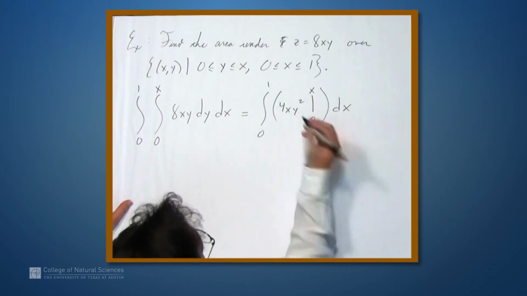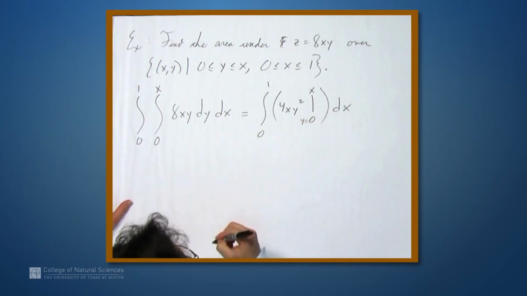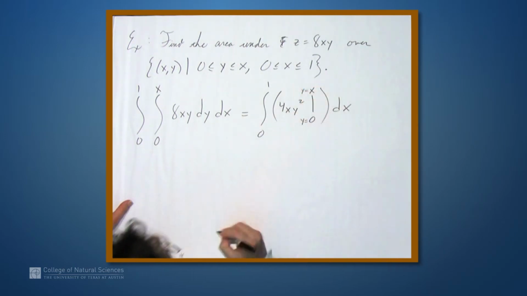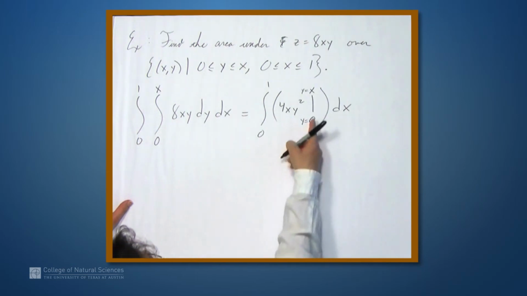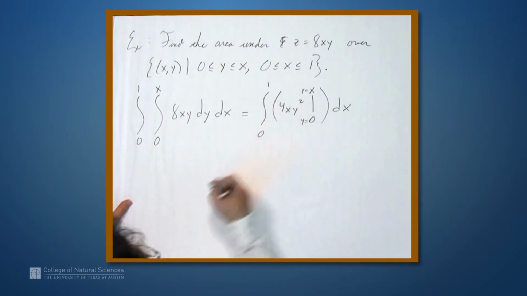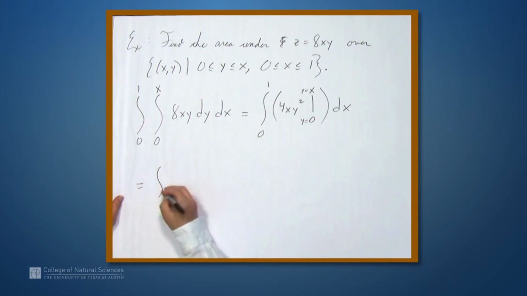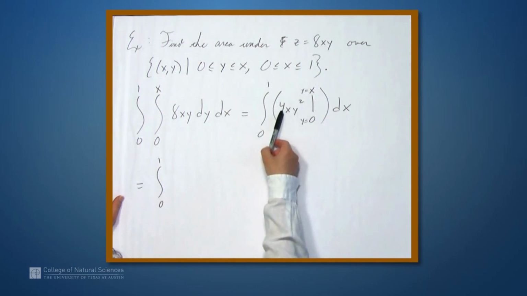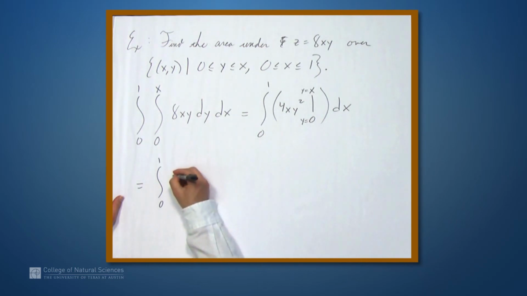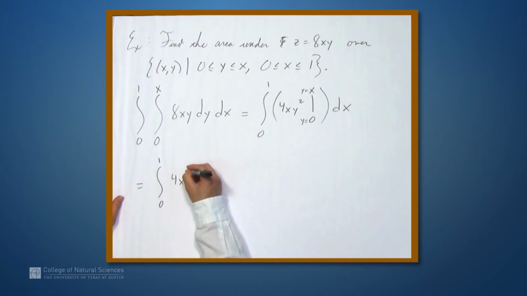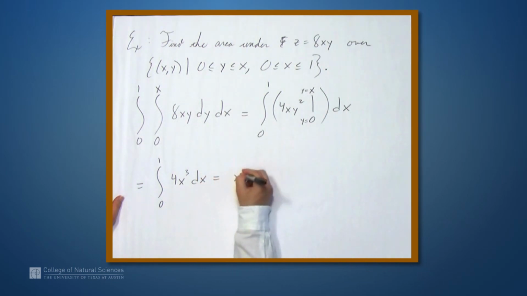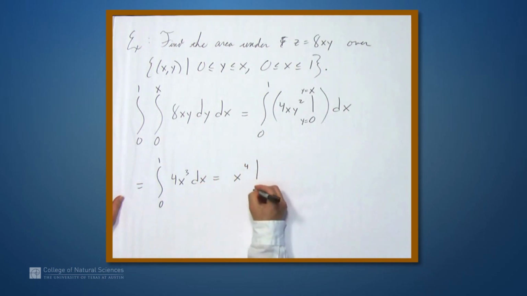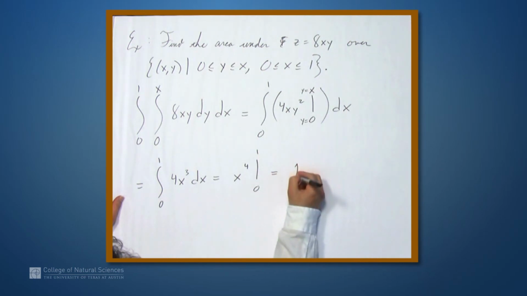Let's be explicit. This is y equals 0 and y equals x. So when we evaluate this at y equals 0, this expression disappears. We are left with the expression that results when we evaluate y equal to x. So we get 4 times x cubed. So 4x cubed dx, and this is x to the 4th. We evaluate between 0 and 1, and we get 1.